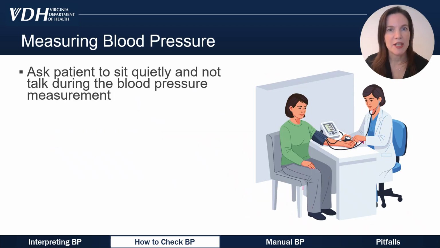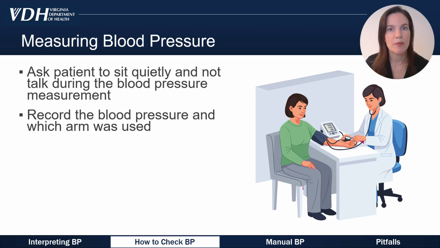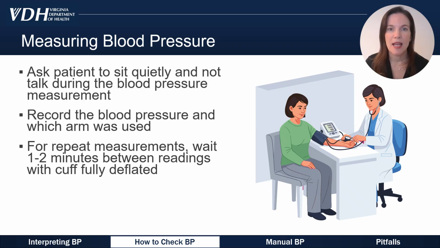You should ask the patient to sit quietly and not talk while their blood pressure is being measured, and then record the blood pressure reading along with which arm was used to take it. If you're using repeat measurements, you want to wait 1 to 2 minutes between readings with the patient sitting quietly and the cuff fully deflated.